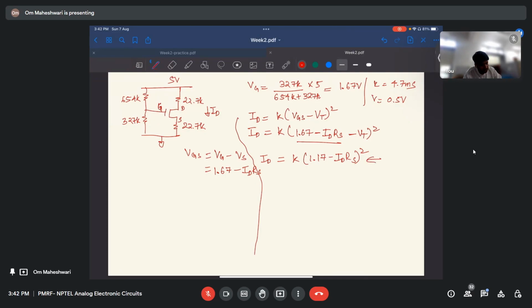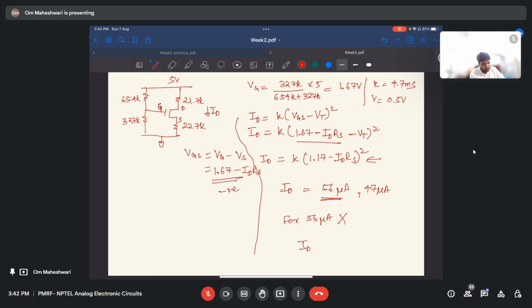By solving this quadratic equation, we will get two values of ID, 56 microamps and 47 microamps. If we take the higher value, 56 microamps, our VGS would become negative. So this value won't work. So ID will be 47 microamps. I'm moving a little bit faster because this is very repetitive, and we have done this analysis already in previous questions.